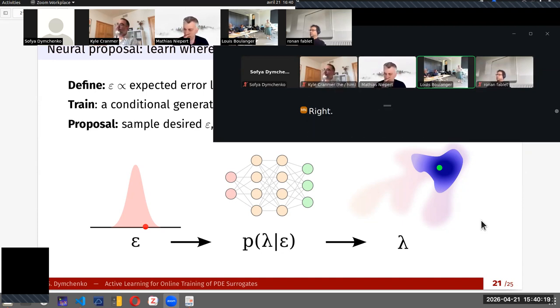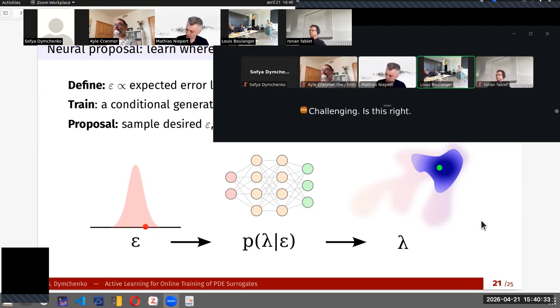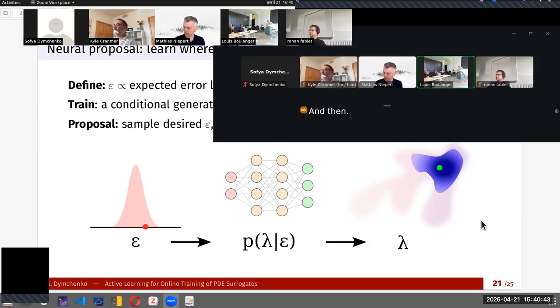Yeah, I'm sorry, I'll let you finish. Just to repeat and to make sure that I understand correctly, I was wondering how challenging this is. Also, did you compare this to collecting all the data over time when using your approach, and then retraining the model on all of the data from scratch?